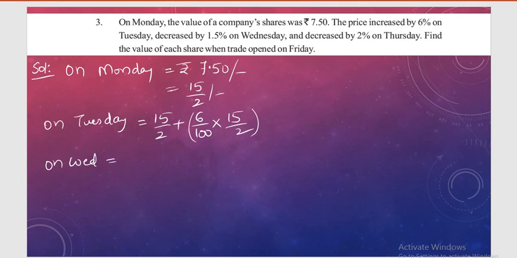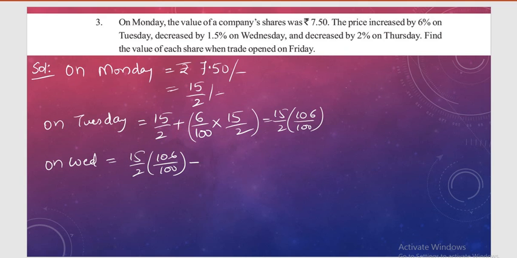So it decreased by 1.5%, no? Decreased by 1.5% means, if you want you can simplify this. So what are we going to get? If I take 15 by 2 as common, I can write it as 106 by 100. So on Wednesday, this became 15 by 2 into 106 by 100, and for this on Wednesday what happened?